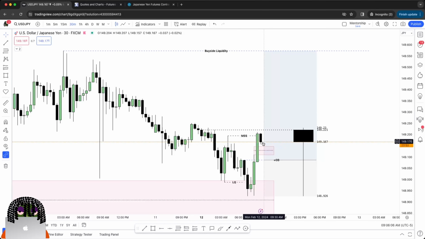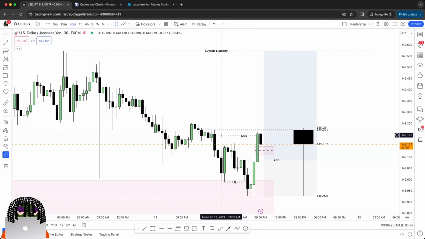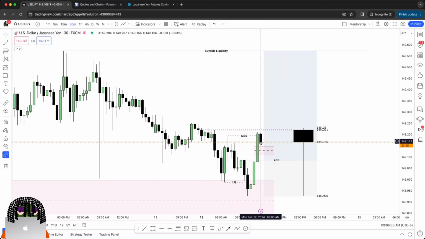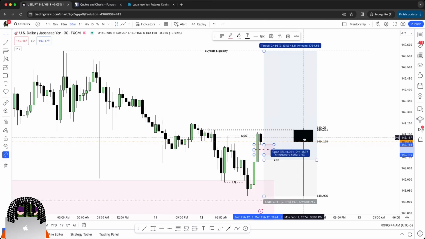But I like how this setup is looking. As you can see, grab liquidity, market structure shift, right here, right, and I'm on a 30 minutes, so this should be a real market structure shift, and we're trading below midnight open, so getting in for buys would be really good because we're below midnight open.